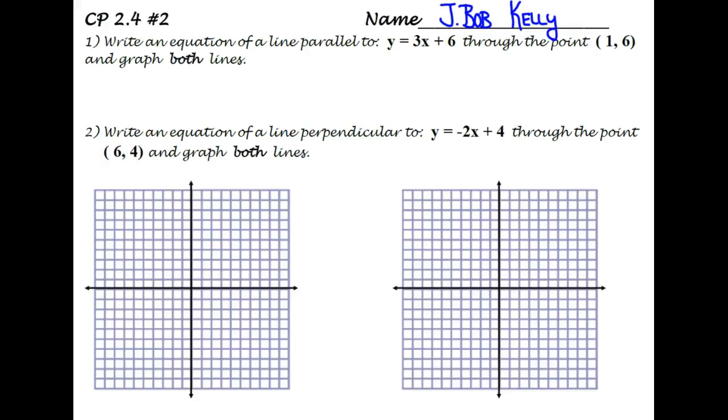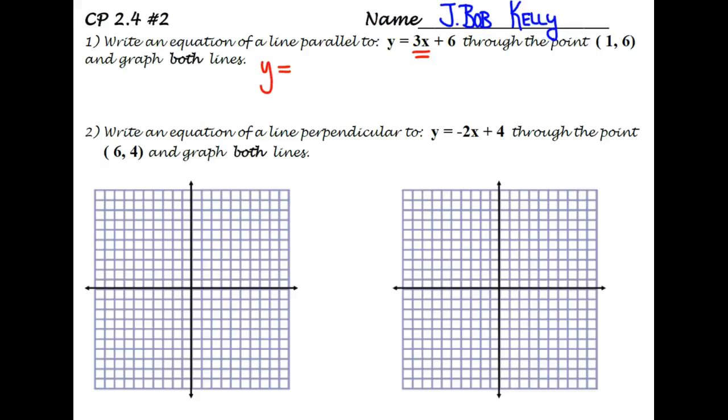Write an equation of a line parallel to y equals 3x plus 6 through this point and graph both of the lines. All right. Well, what do we know about parallel lines? Yes, you're right. They have the same slope. Good. So they have the same exact slope. So here we go.